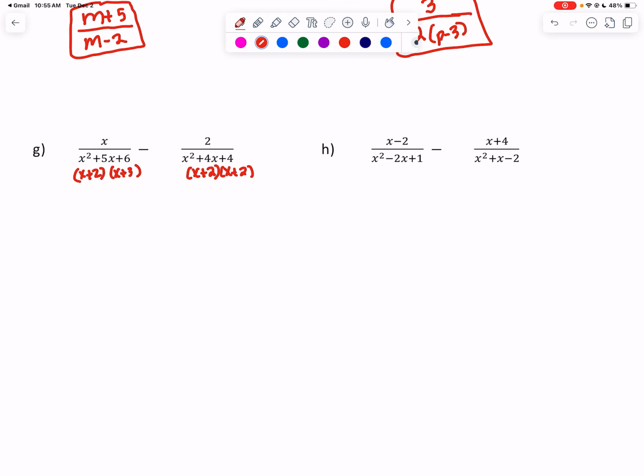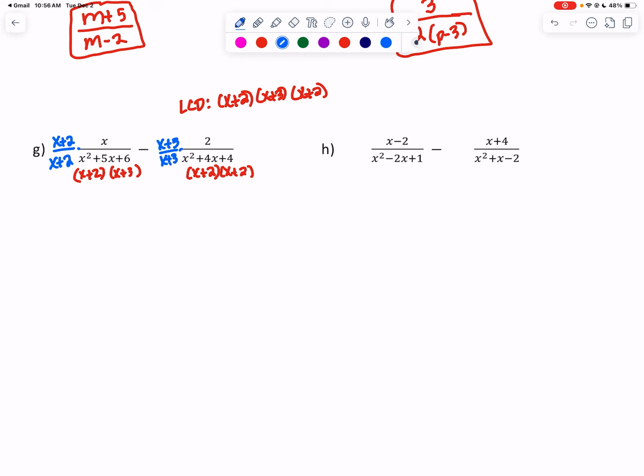All right, so for your LCD, I'm going to need an x plus 2, an x plus 3, and another x plus 2. So if I look at my first denominator, I have the x plus 2, I have the x plus 3. What I'm missing is that second x plus 2. So x plus 2 over x plus 2. For my second fraction, I have the x plus 2 and the x plus 2. What I'm missing over here is the x plus 3.